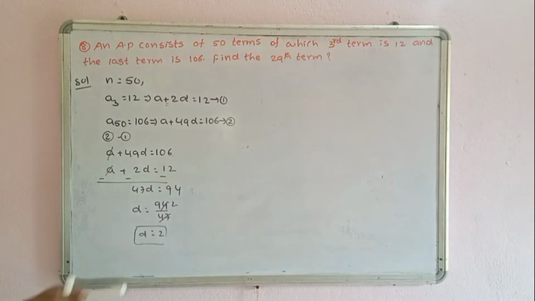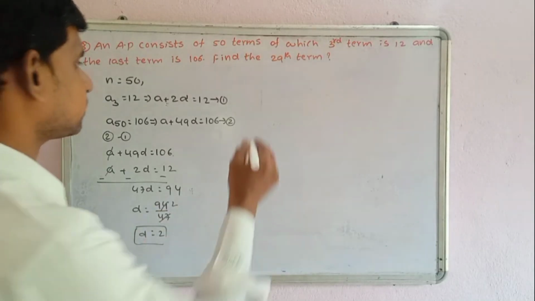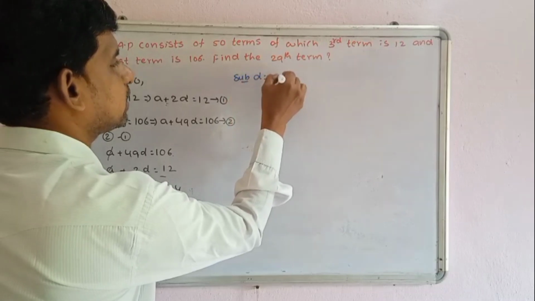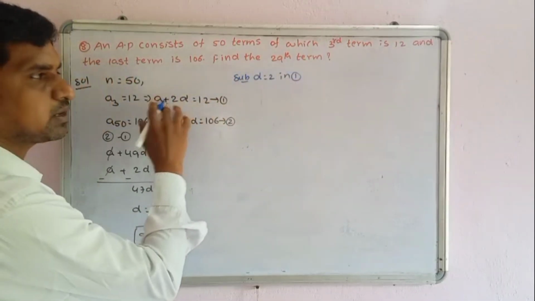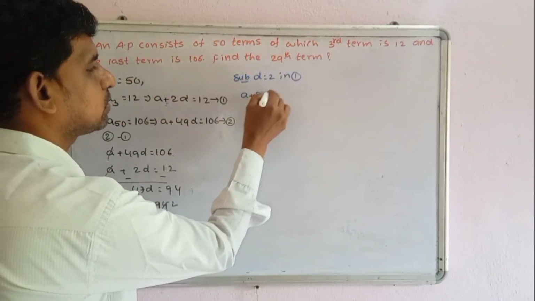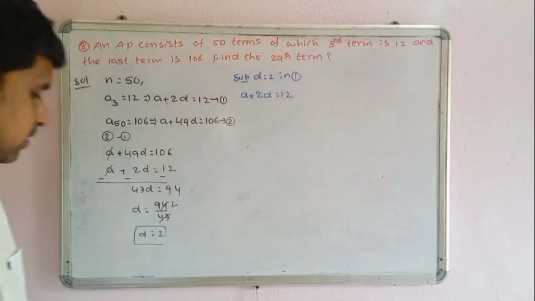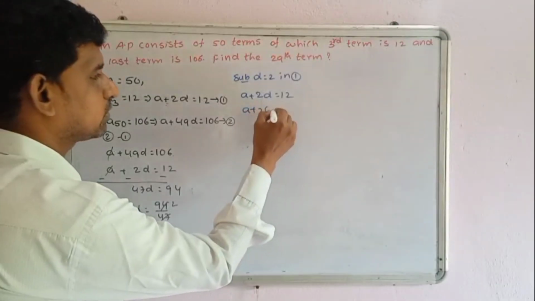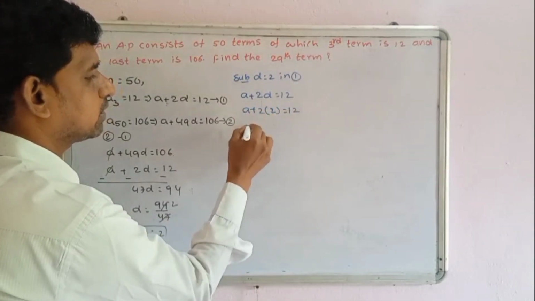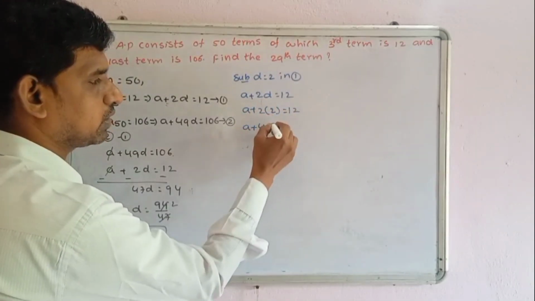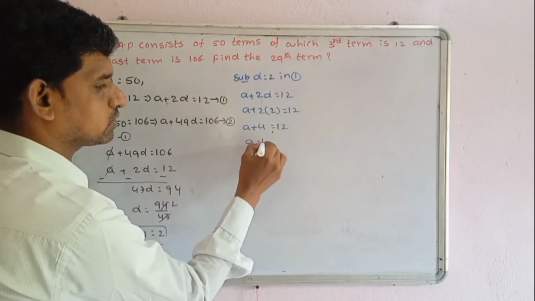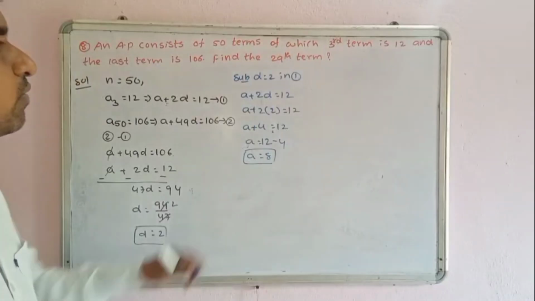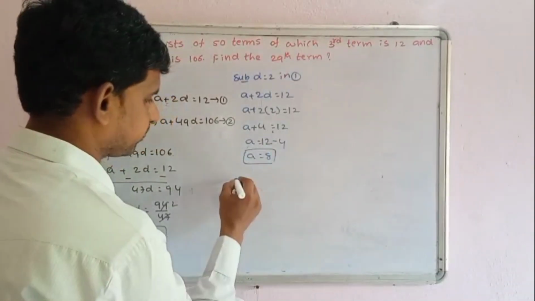Using D, find the value of A. Substitute D equals 2 in equation 1. What is 1? A plus 2D equals 12. A plus 2, D value 2, equals 12. A plus 4 equals 12. So A equals 12 minus 4, that is 8. A equals 8.